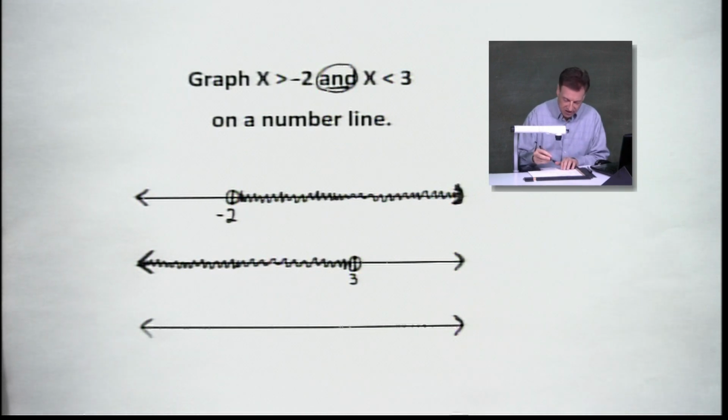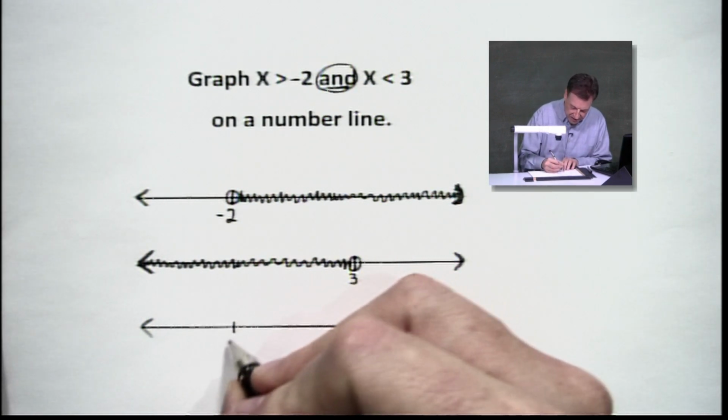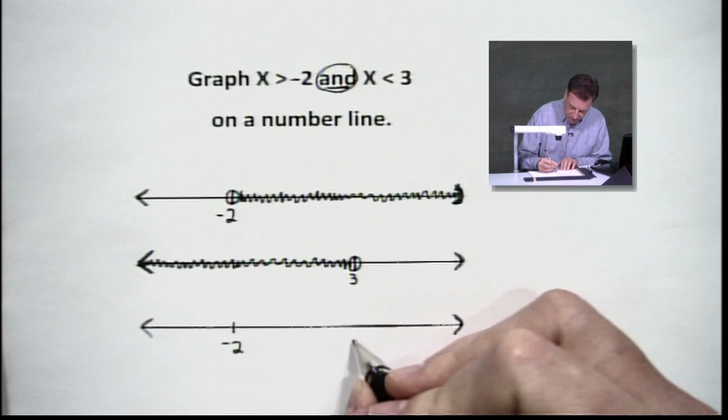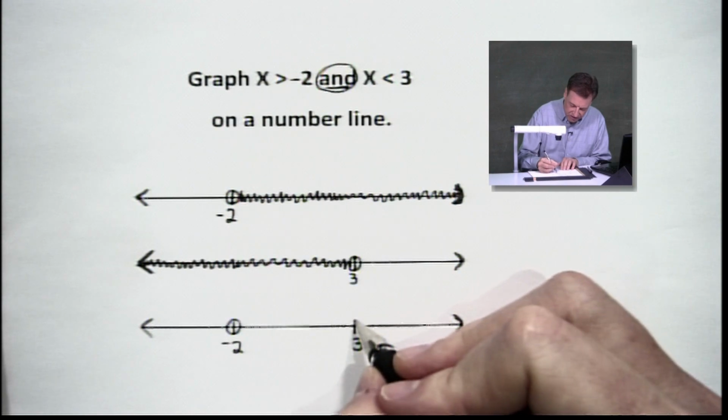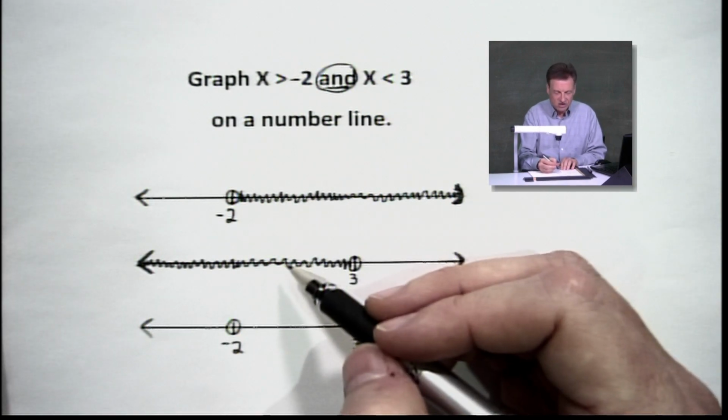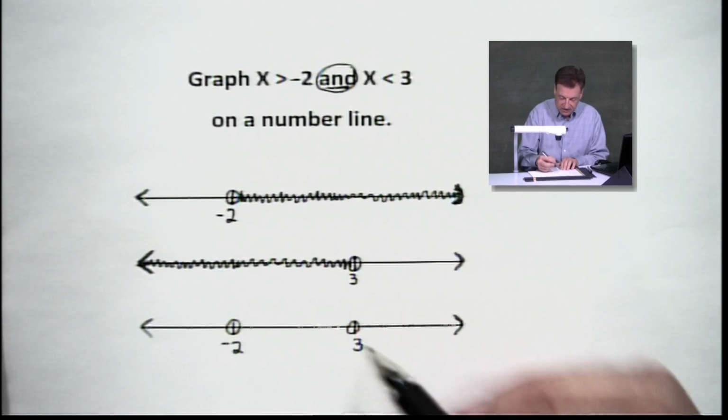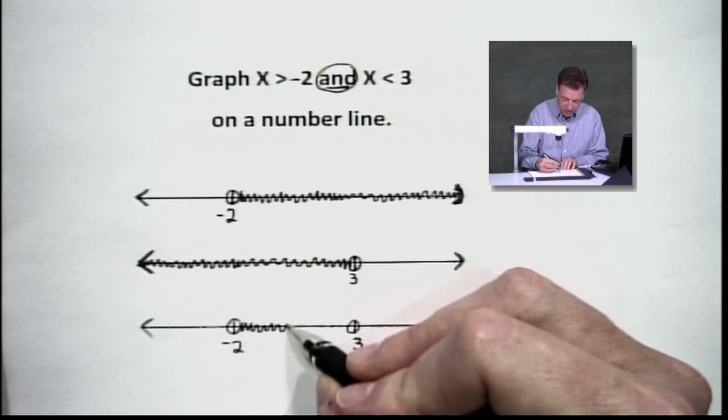So let's come down here on our third graph and put a -2 and a 3 there. And we've got open circles at both of those. Where do these two graphs overlap? Between -2 and 3. Let's cut it right through there.